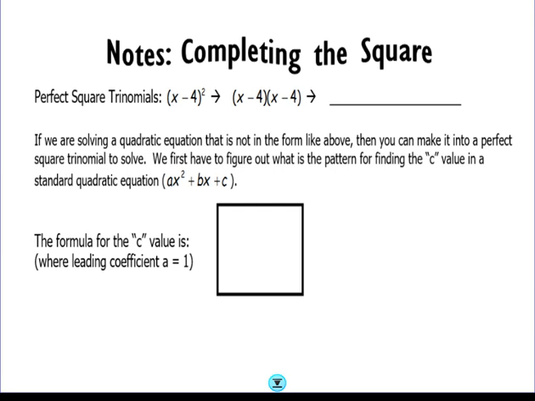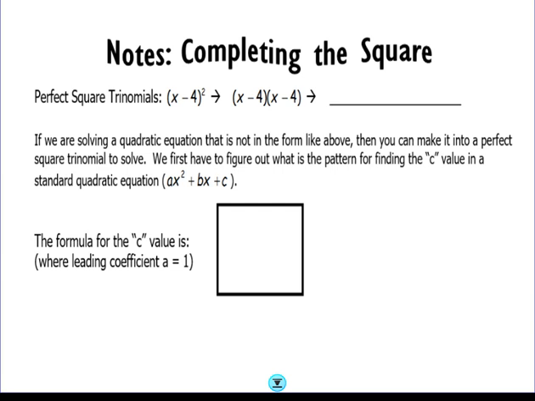Alright, locate your notes, completing the square. Completing the square is a process that you use when you cannot factor a quadratic. Sort of like the quadratic formula, it's just a different method for solving a quadratic. So that means we need to know what a perfect square trinomial is.